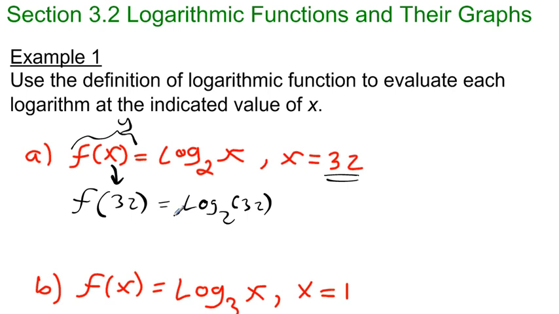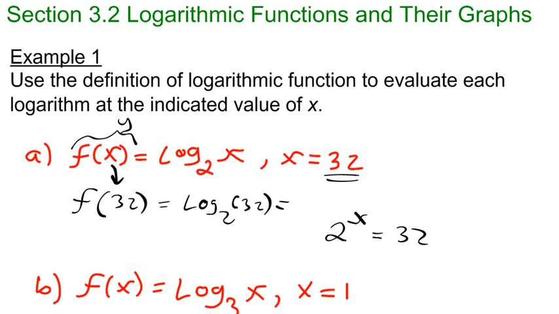Well, let's think about this. Let's convert this into what we call exponential form, what we just did in the definition. This means we take our base, 2, to the power of this, but we don't know what this is. So we're going to say 2 to the power of what equals 32. That's exactly what this means: 2 to the power of what is 32.